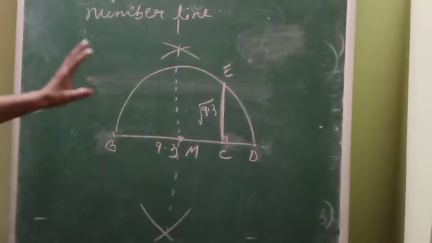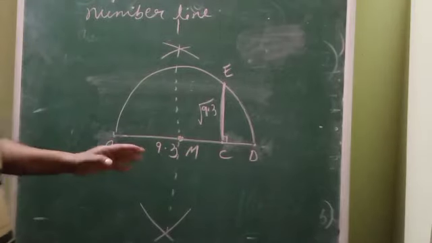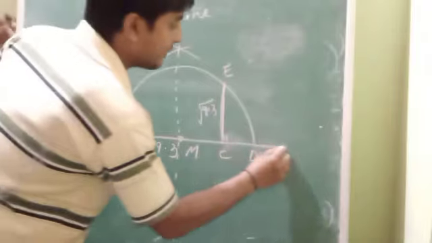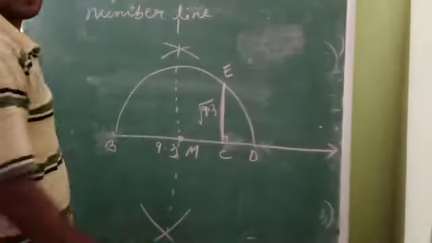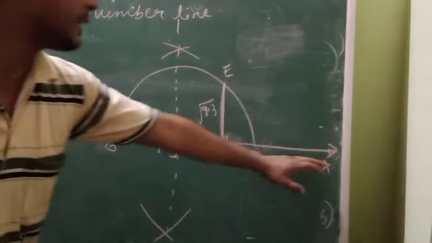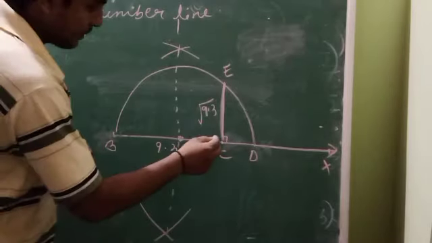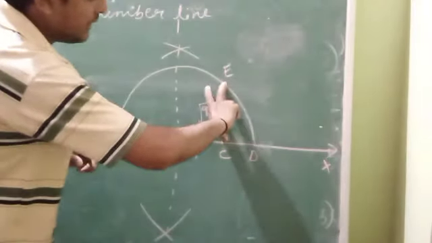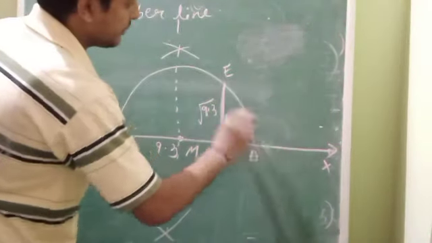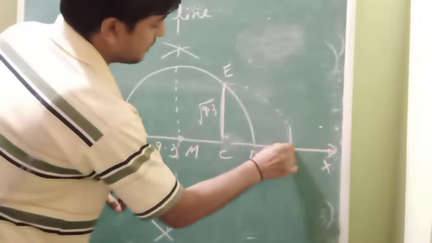Clear? Understood? Now we have to see where this point will intersect on this line. Now this BD is a line segment, as we know. So extend this BD as a ray, suppose up to X. Now using your compass, with C as center and CE as radius, draw an arc. So drawing like this, draw an arc using your compass. So this is the point.